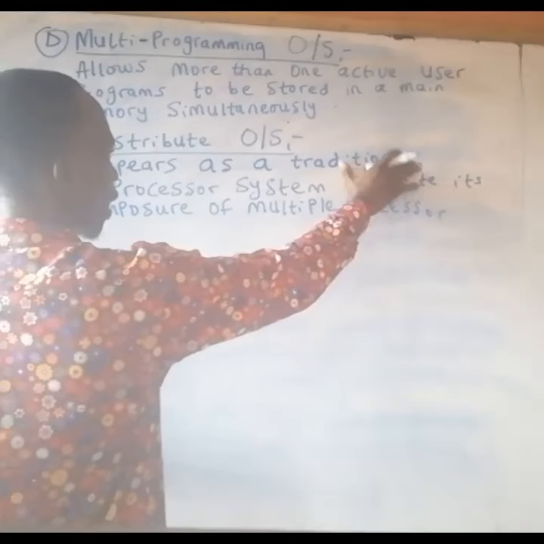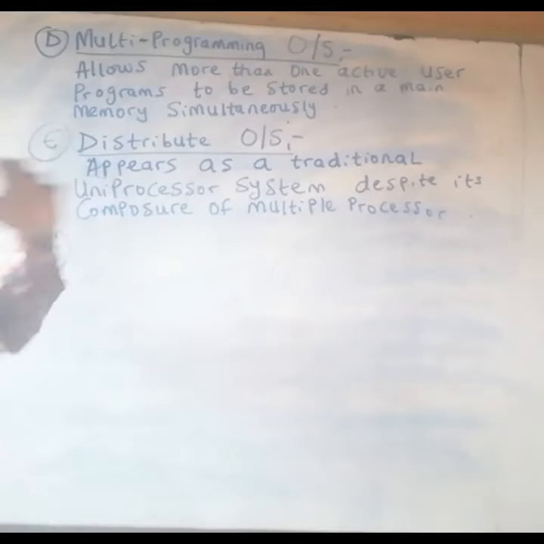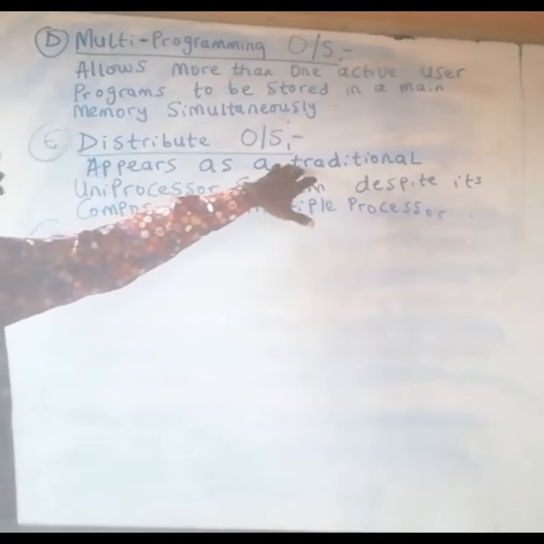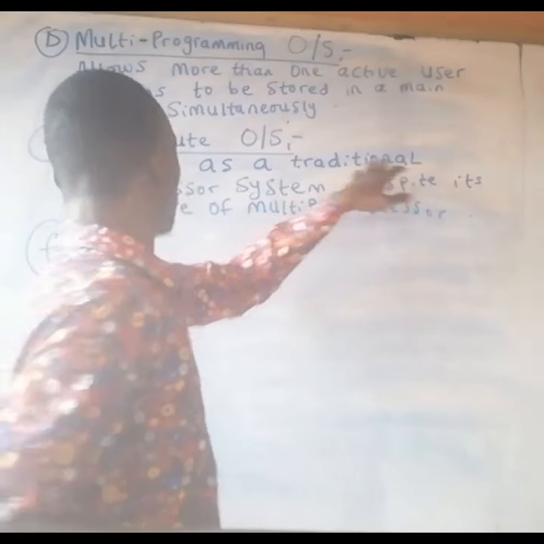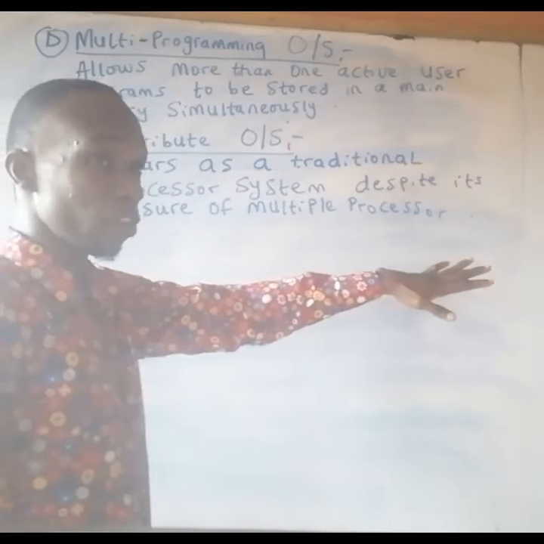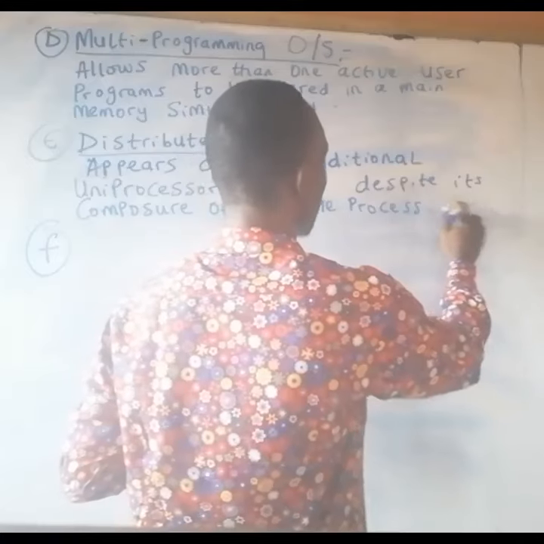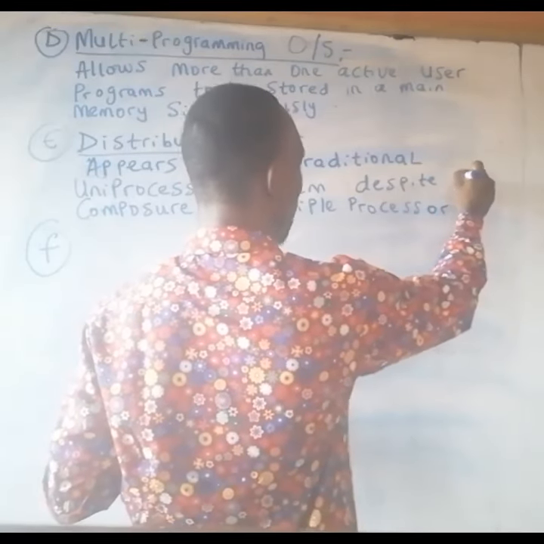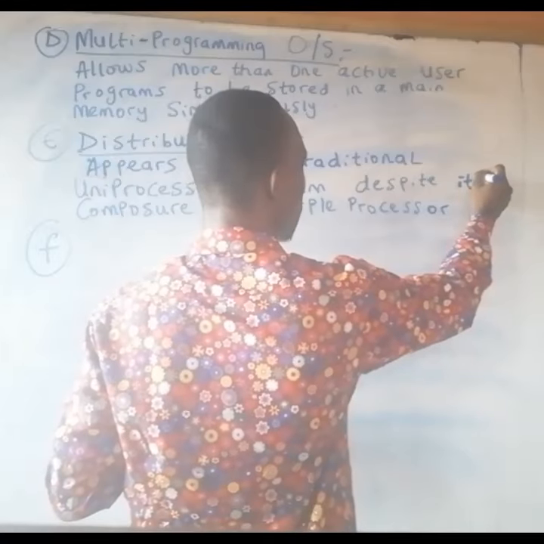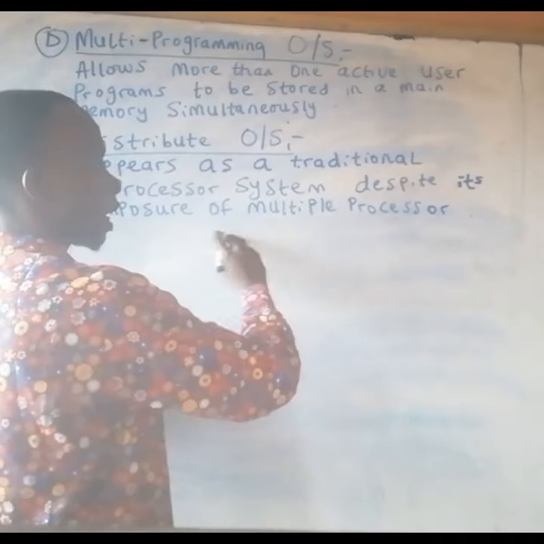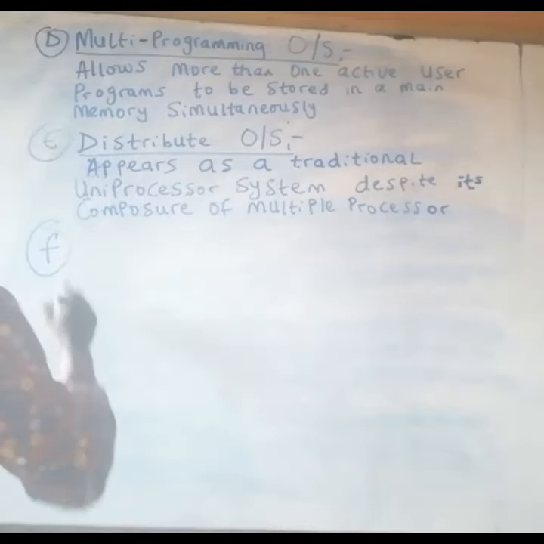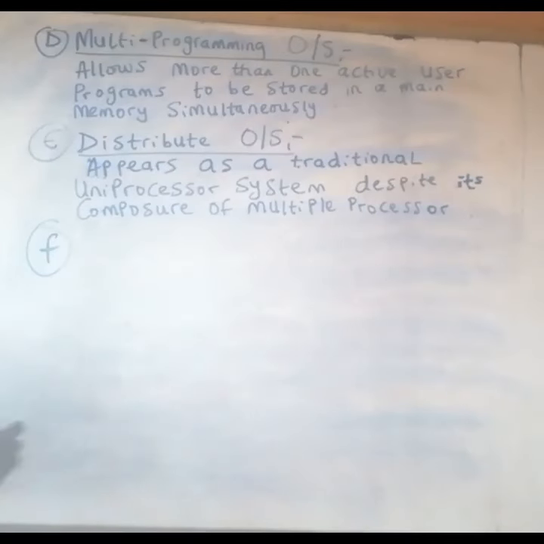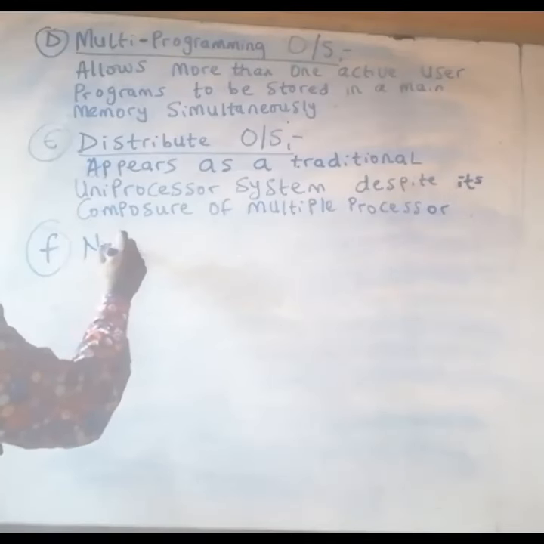a traditional, single, main uniprocessor system, a primary uniprocessor system, despite the composition of its processors entailing multiple processors. And lastly, but not the least, we have the network operating system.